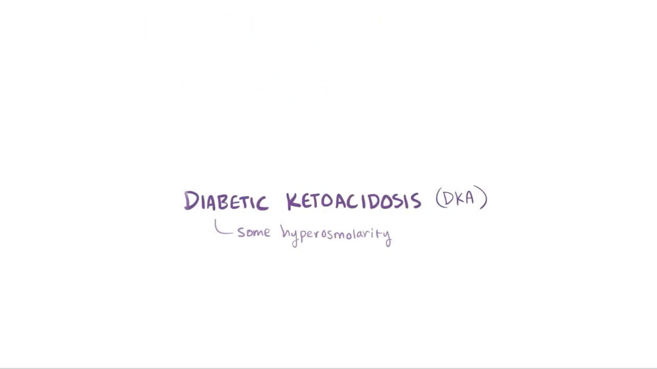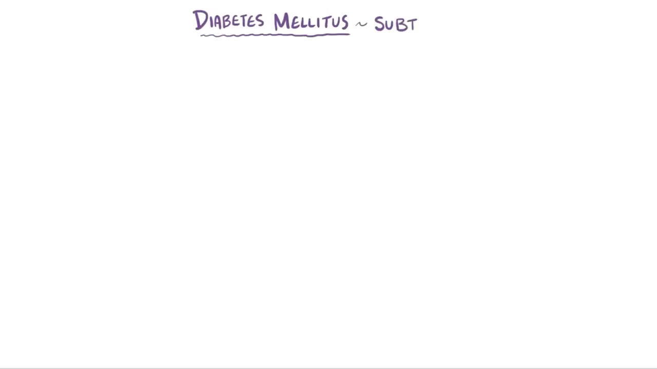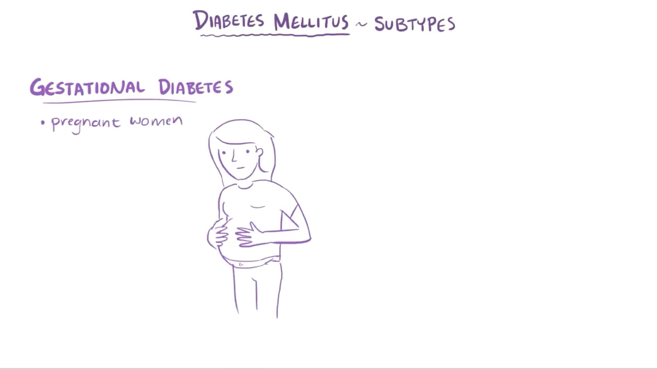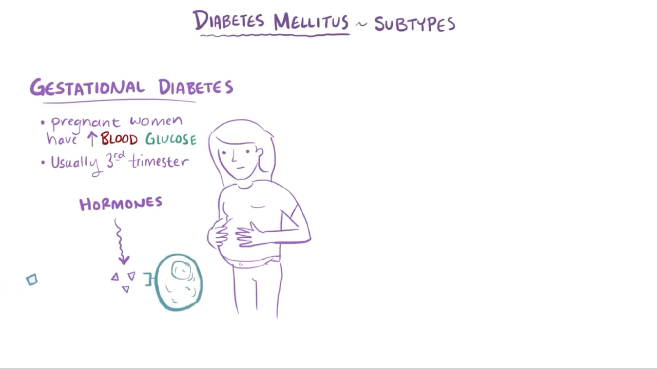Besides type 1 and type 2 diabetes, there are also a couple other subtypes of diabetes mellitus. Gestational diabetes is when pregnant women have increased blood glucose, which is particularly during the third trimester. Although ultimately unknown, the cause is thought to be related to pregnancy hormones that interfere with insulin's action on insulin receptors.